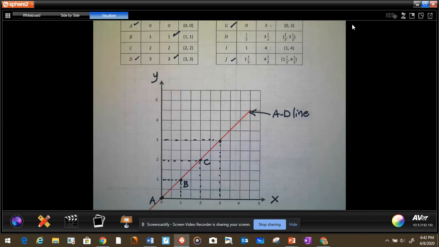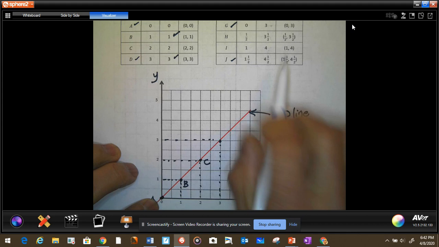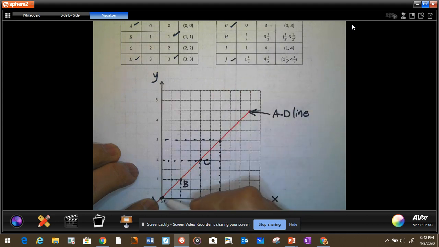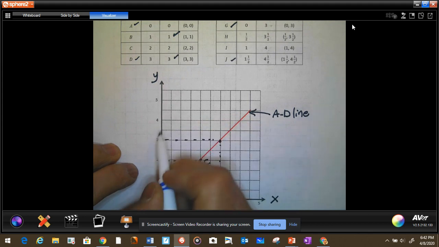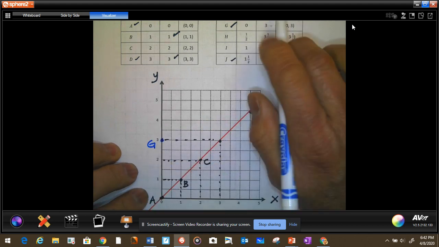Okay, let's look at line GJ. I'm going to use a different color, the blue color for this. Point G starts at x is 0, so here's x, and it's going to jump to 3. So it's going to jump to 3. Yeah, there you go. So this is going to be G for our next line.